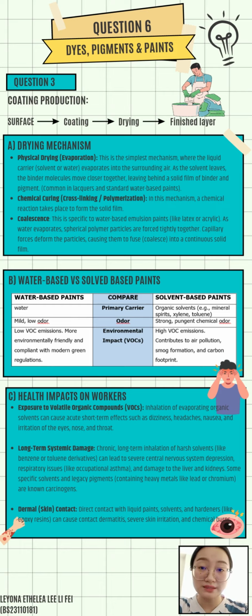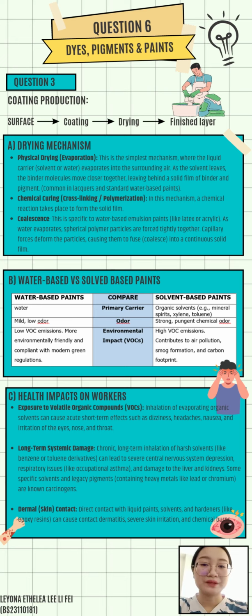In B, compare the water-based and the solvent-based paints. In water-based, the primary carrier is water, while the solvent-based uses an organic solvent such as xylene. For odor, the water-based is mild and low odor, while the solvent-based has a strong pungent chemical odor. And lastly is the environmental impact of volatile organic compounds, where water-based has low VOC emissions because it is more environmentally friendly, while the solvent-based has high VOC emissions, which contribute to air pollution and smog formation.